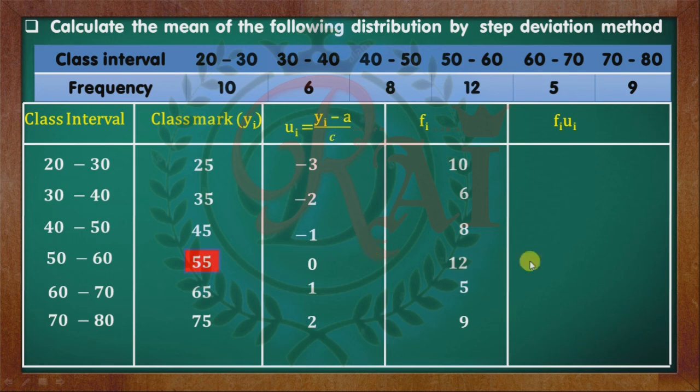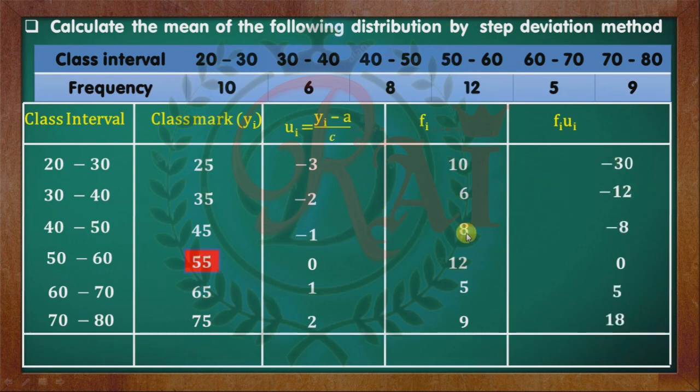Now I need fi ui. 0 into 12 is 0. Minus 3 into 10 is minus 30. Minus 2 into 6 is minus 12. Minus 1 into 8 is minus 8. 1 into 5 is 5. 2 into 9 is equal to 18. The summation of fi is equal to 50.